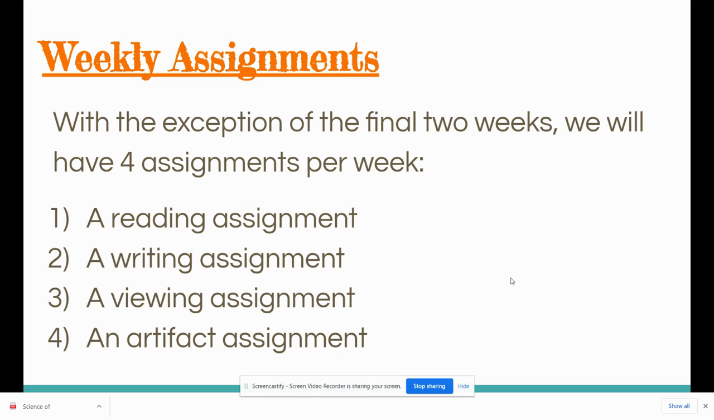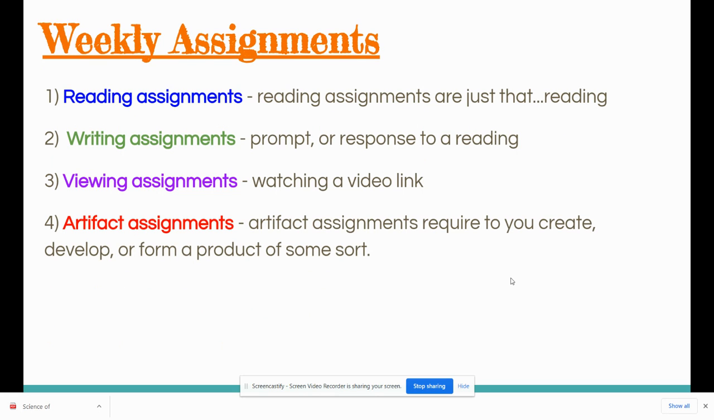I value projects and all assignments that are put together with thought and meaning and positive intentionality. So that's why there's some time in the end of the 2 weeks to really put together a nice project. But the other weeks, there's going to be 4 assignments per week. There's a reading assignment, a writing assignment, a viewing assignment, and an artifact assignment. So let's take a look at each one.